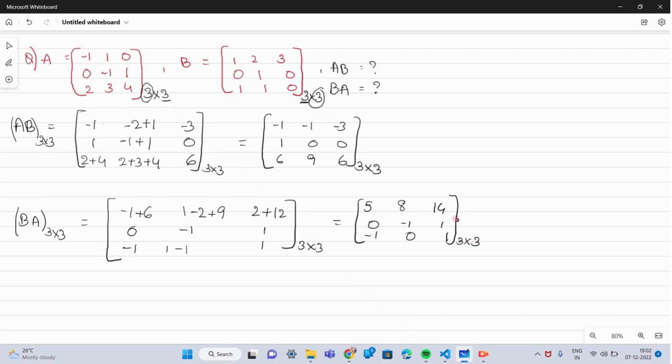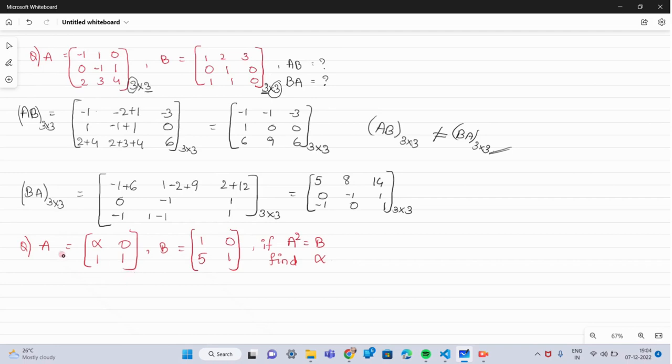Here, from this we can tell that AB of 3 cross 3 is not equal to BA 3 cross 3. Okay, by this we can satisfy the first property, that it is not commutative. It is not commutative property.